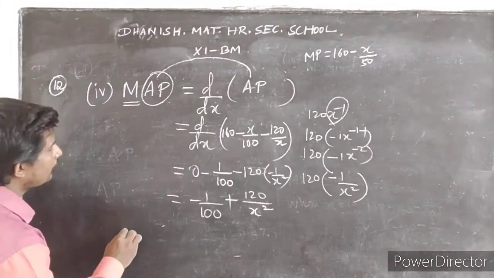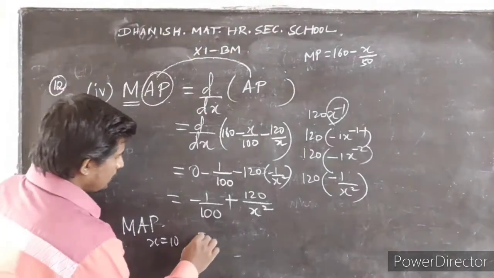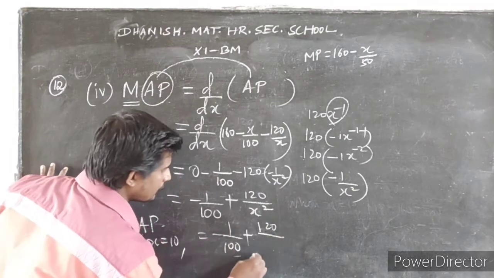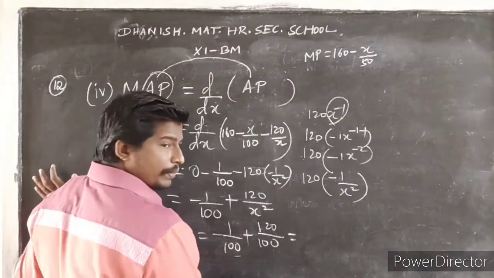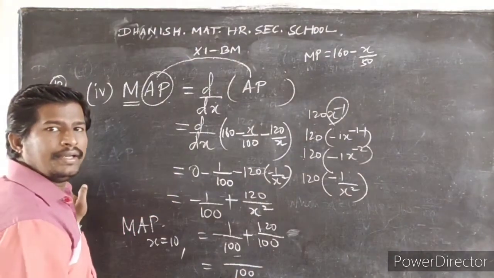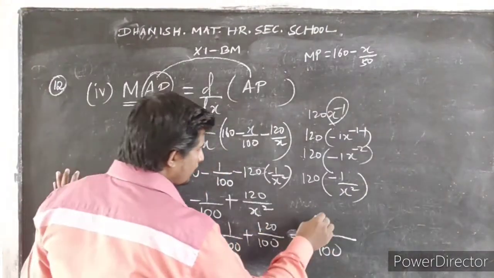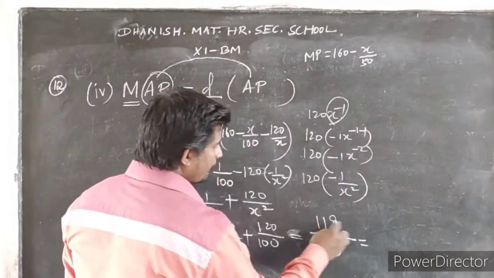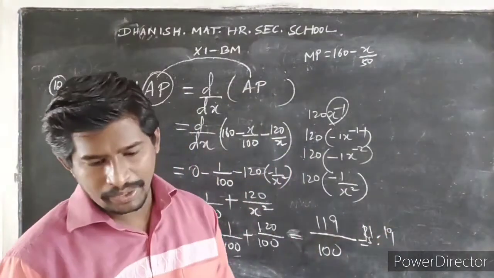Okay. So marginal average profit at x equal to 10 is, this is equal to minus 1 by 100 plus 120 by x square. Instead of x I am going to put 10. So our x square is 100. So this is equal to, here our denominators are same, so we can write it as common 100. This is minus 1 plus 120, which is 119 by 100. If we divide this, we will get 1.19 rupees. We got our required answer.